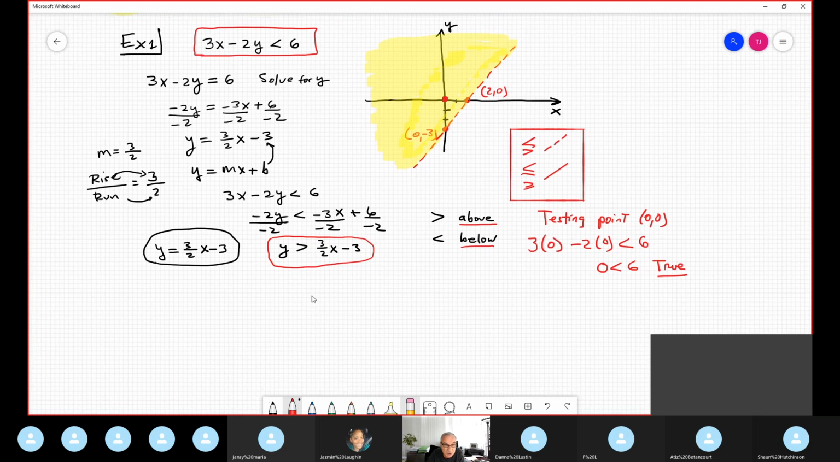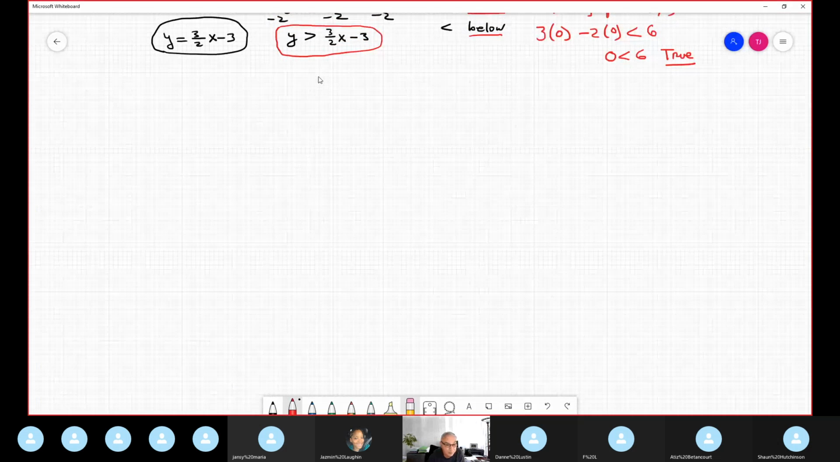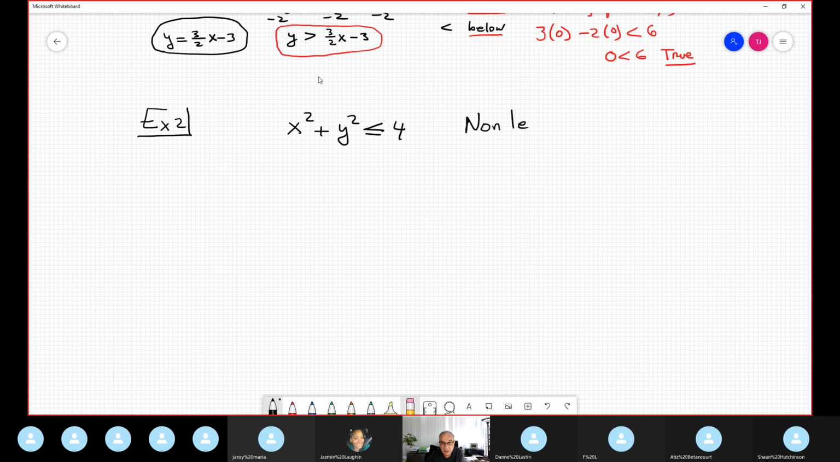Okay, let's discuss two more examples by hand. Example 2 is x squared plus y squared less than or equal to 4. This is non-linear. Non-linear. Linear. Non-linear.